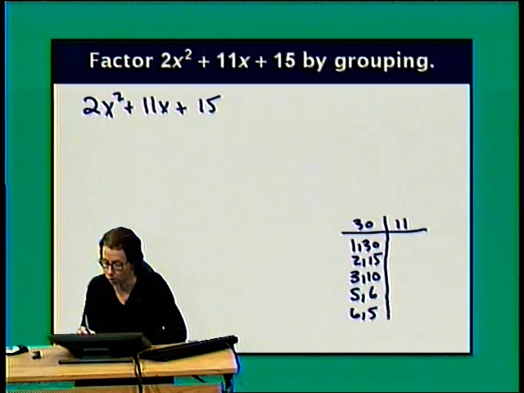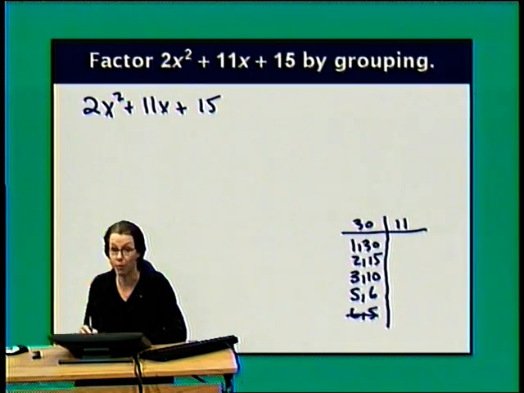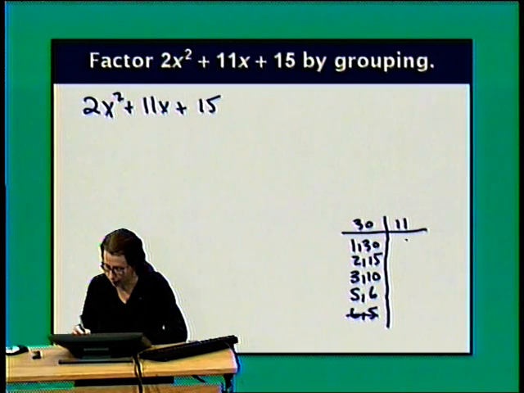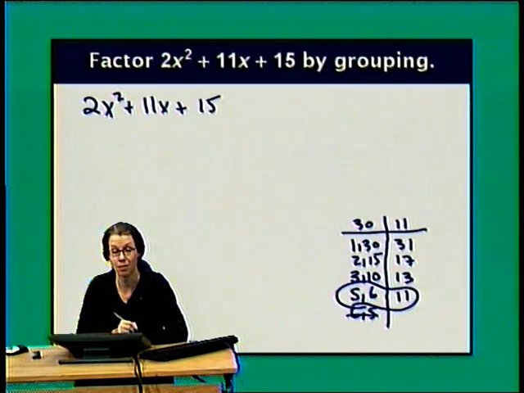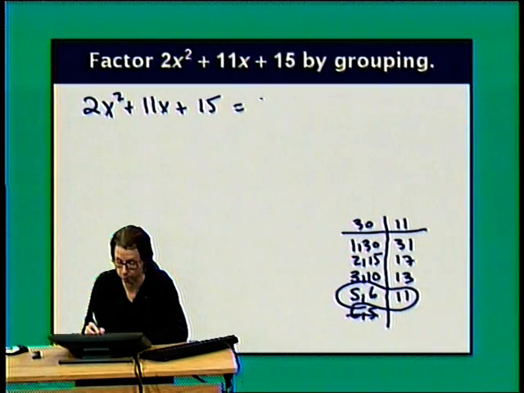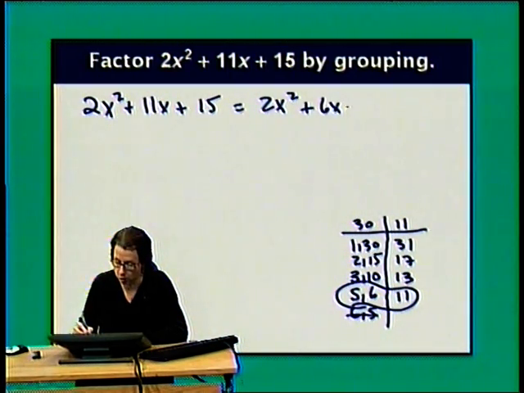But when I get to 6 and 5, I have a repeat. So just like with guess and check, I can stop. Looking at the sum, 31, 17, 13, 11, I'm going to work with a 5x and a 6x to rewrite my linear term. So 11x is equivalent to 6x plus 5x.